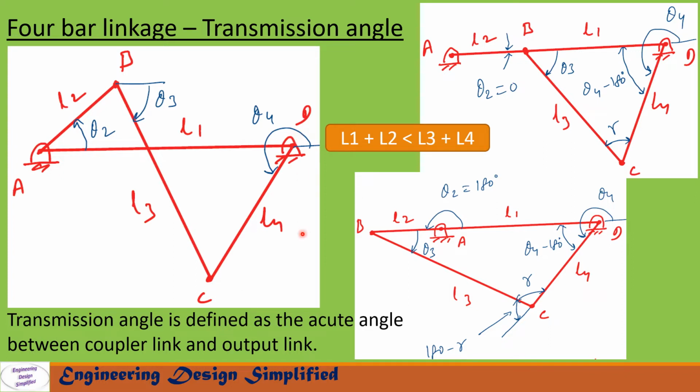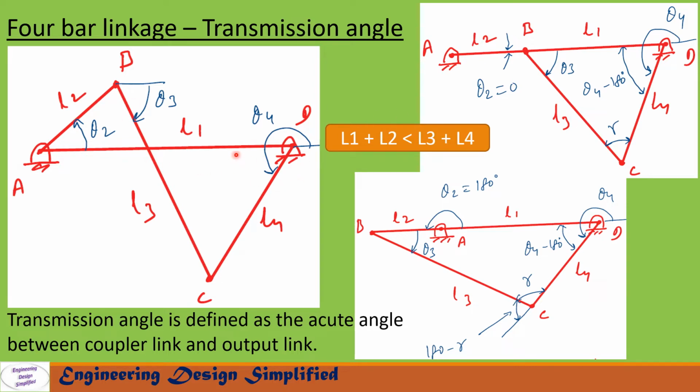The transmission angle is defined as the acute angle between coupler link and output link. That is coupler link and output link, the acute angle here. In this video, I am taking only crank rocker mechanism. In order for this mechanism to be a crank rocker mechanism, L1, that is fixed link length, plus L2, that is crank length, is less than L3, that is coupler length, plus L4. It should satisfy this equation so that it will be a crank rocker mechanism.